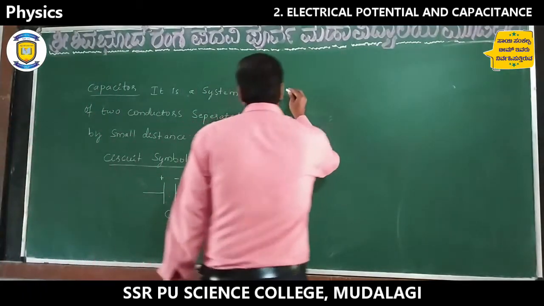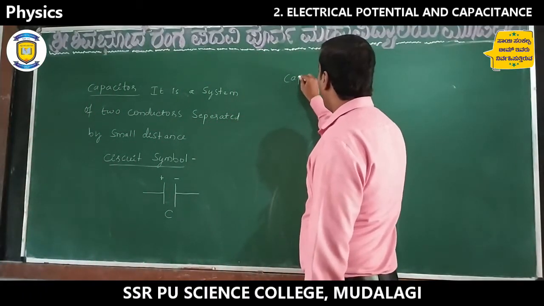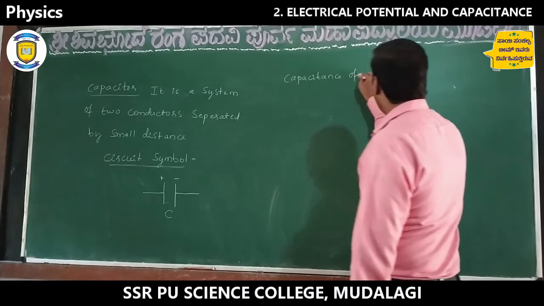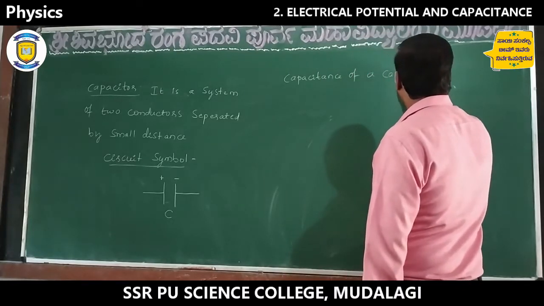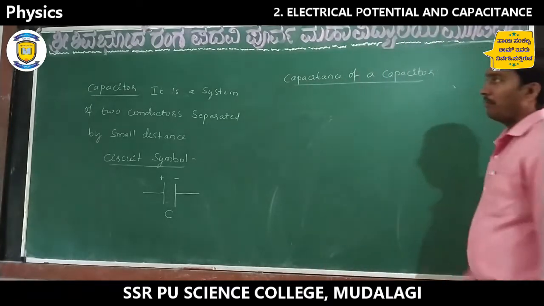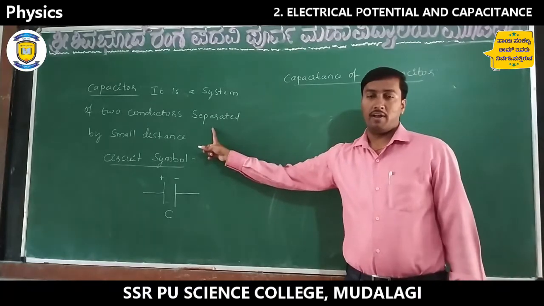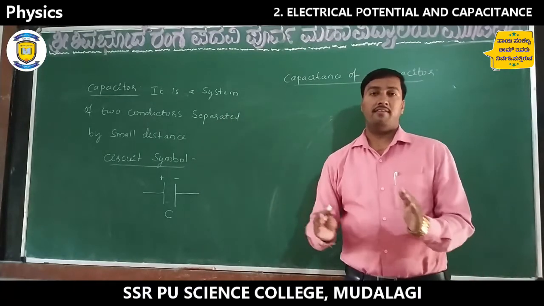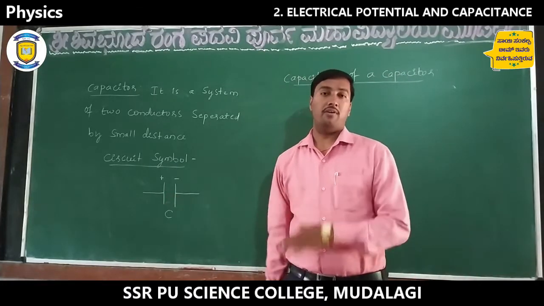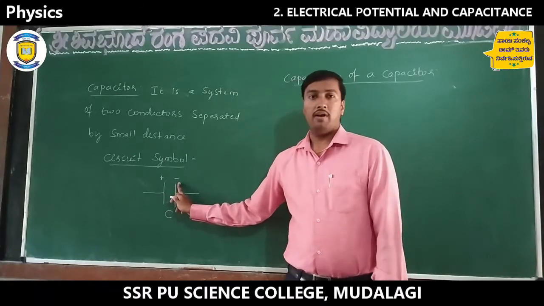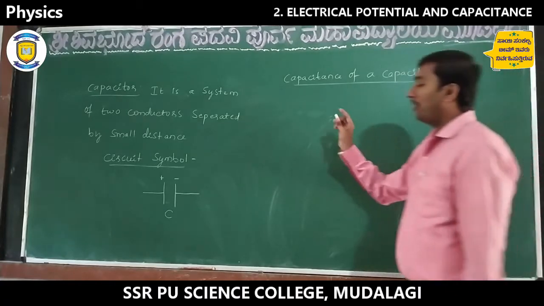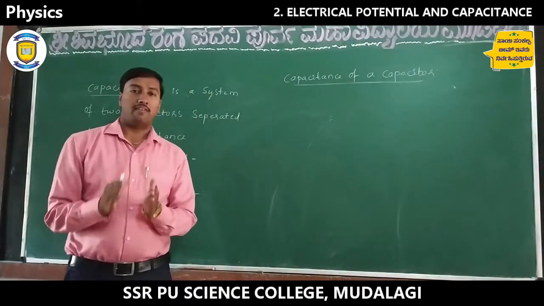Next, the capacitance of a capacitor. This is a capacitor. What do we store in this? We store charges. The charges will be at rest. There is one positive plate and one negative plate, right? So the capacitance of a capacitor is nothing but the storage of charges, correct?